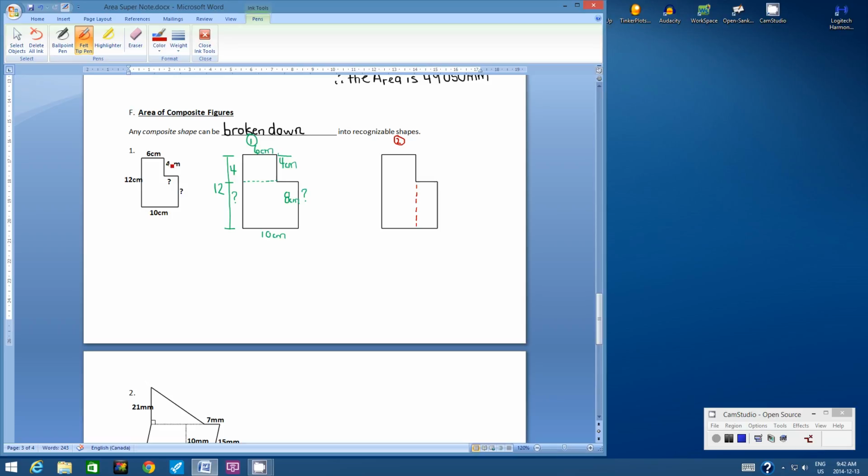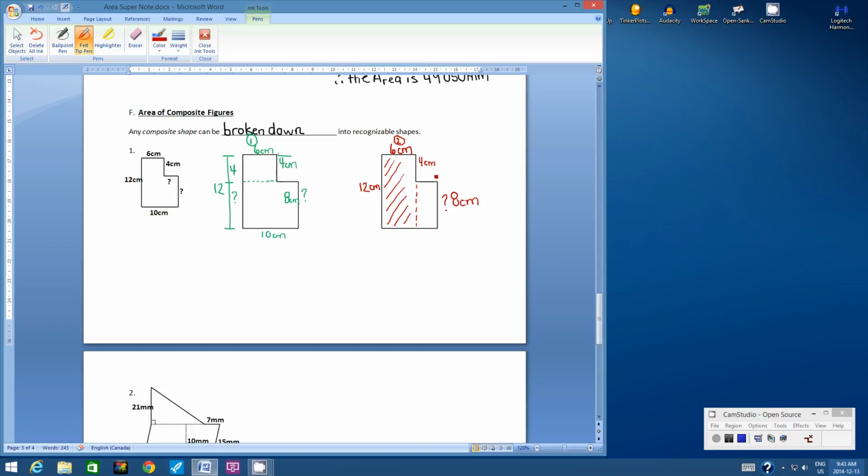Let's fill in what we know. This is 6 centimeters. This is 12 centimeters. This is 10, but that's not really going to help us right now. This is 4, but that's not going to help us either. One of these rectangles is 12 by 6. So we need to find out what this is. We already know this is 4, and because we've worked on strategy 1, we know how to solve for this: 12 subtract 4 gives us 8.